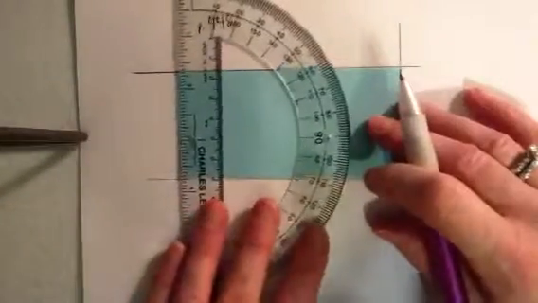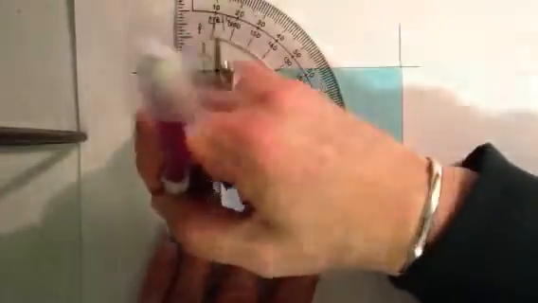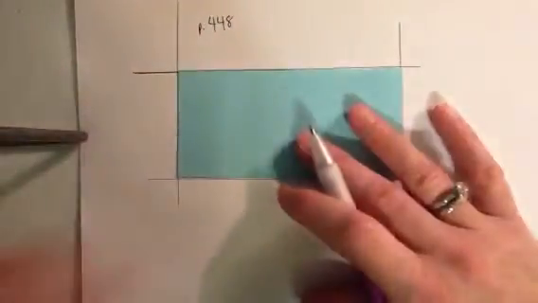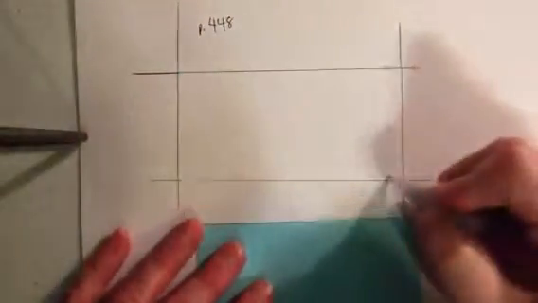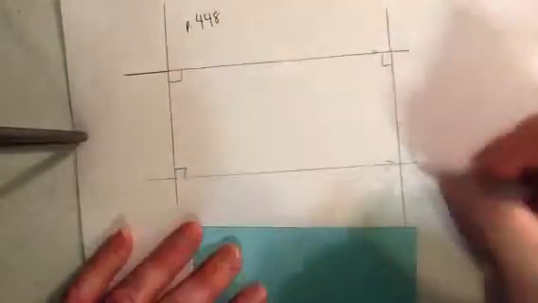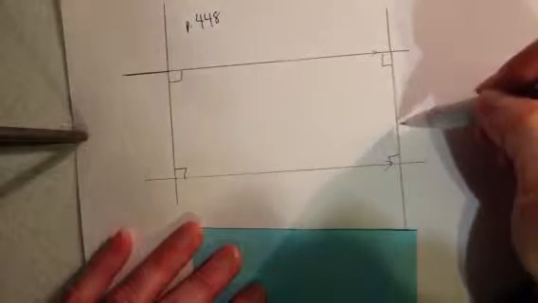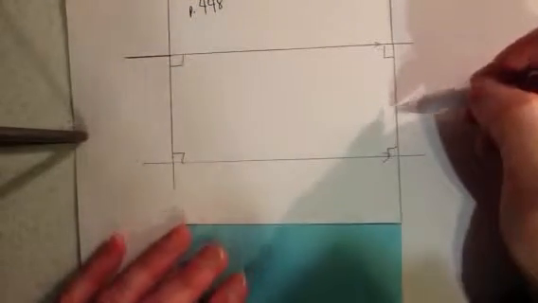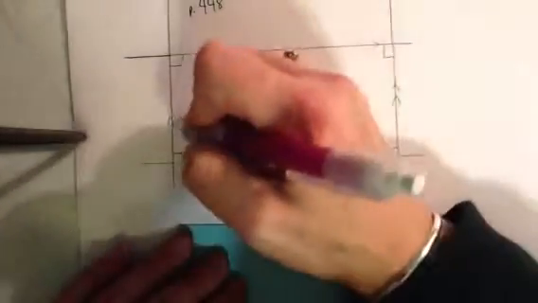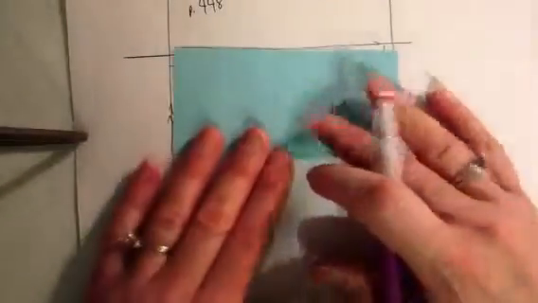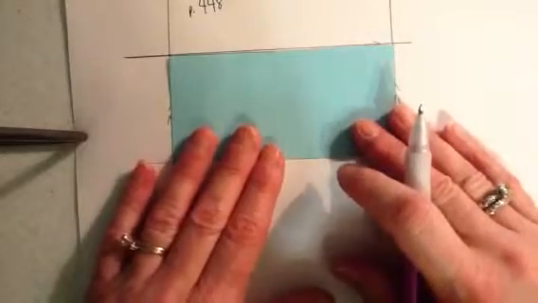Okay, so here we have a rectangle, and we know that a rectangle has 4 right angles, so we know that these lines are parallel because these are all right angles. If two lines are perpendicular to the same line, they're parallel to each other. So these are parallel and these are parallel. That's going to be important because you're getting ready to draw a transversal.